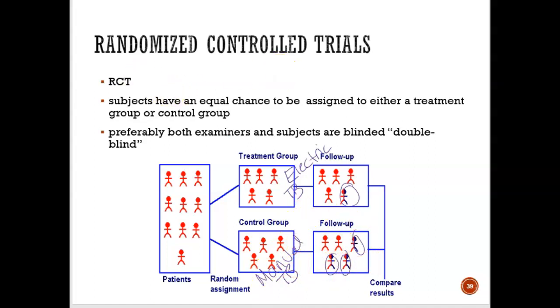So with a randomized controlled trial, you have a group of people that are randomly, and randomly is the key word here, put into these groups. And when they're put into these groups, we follow them over time to see the trend.